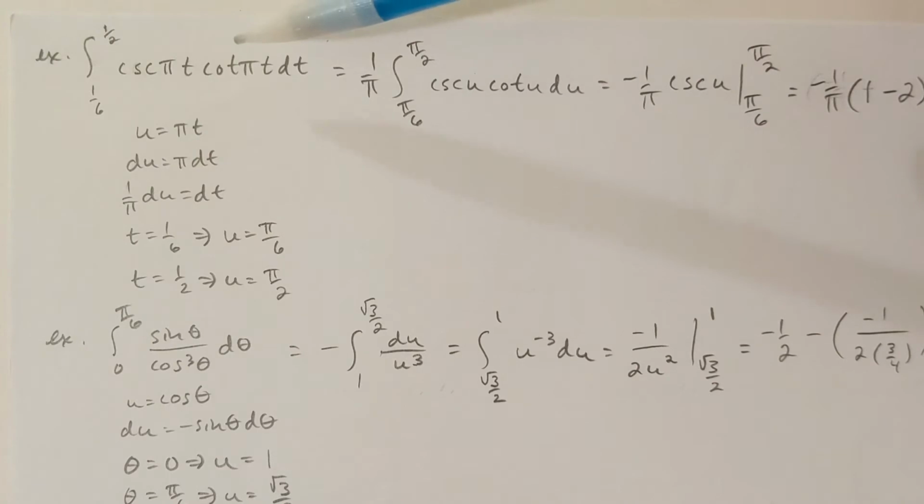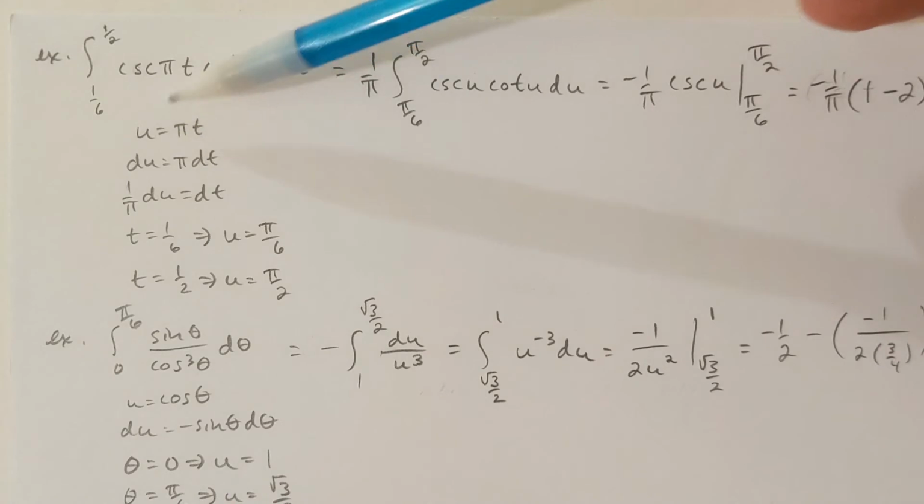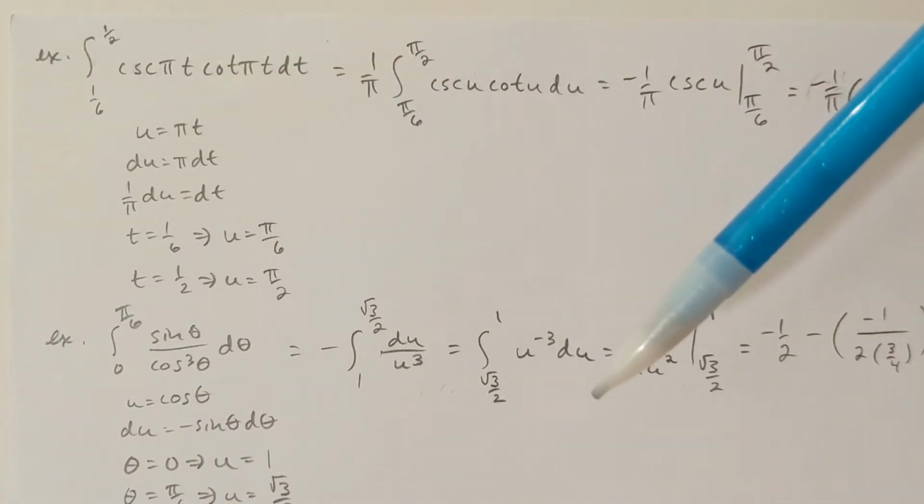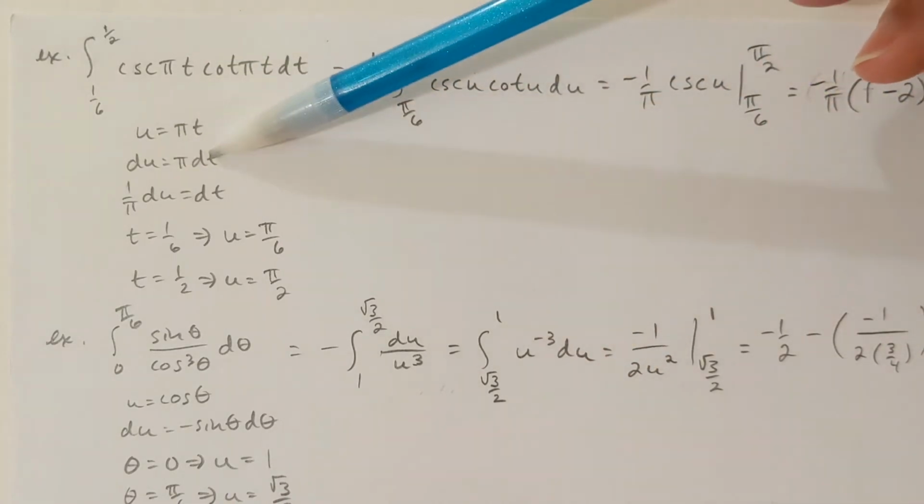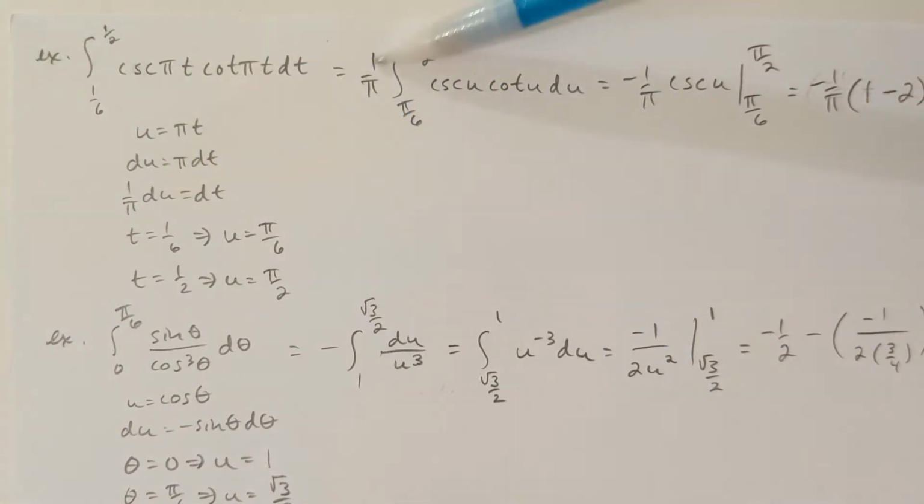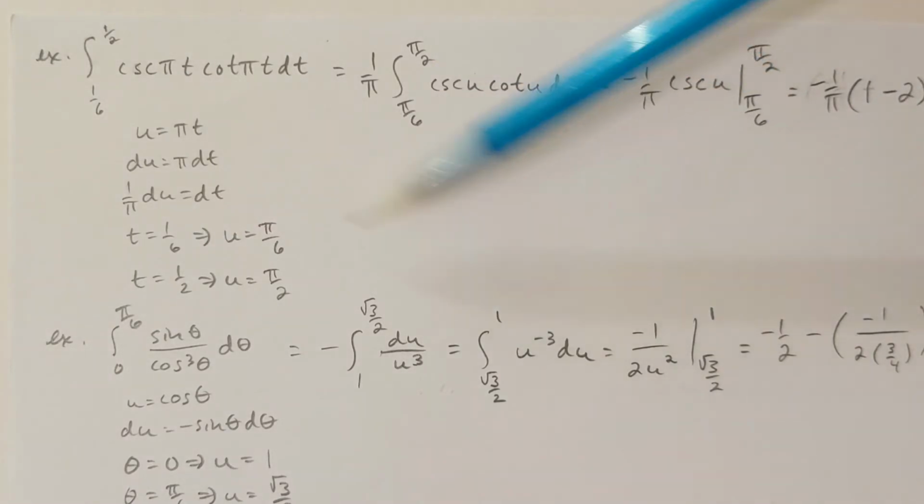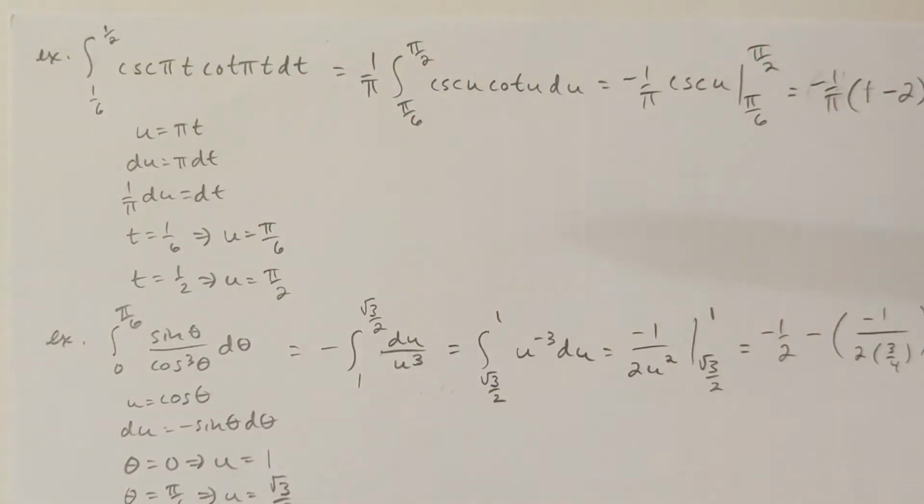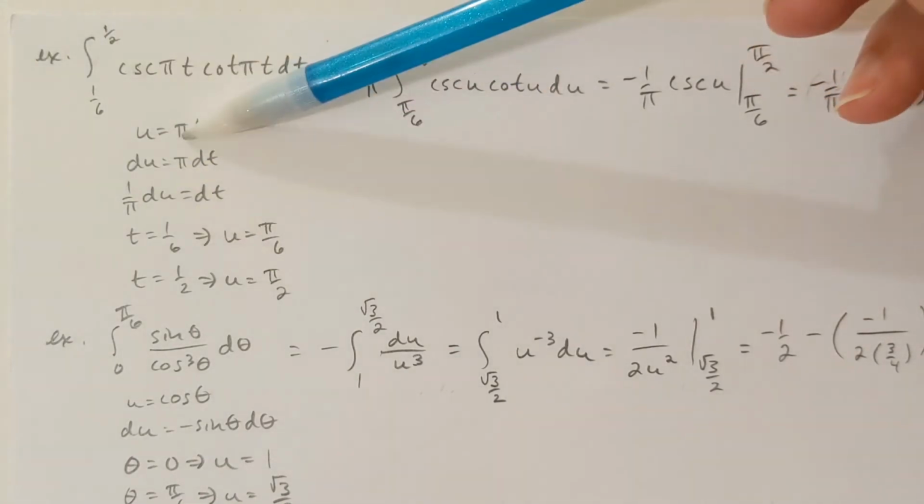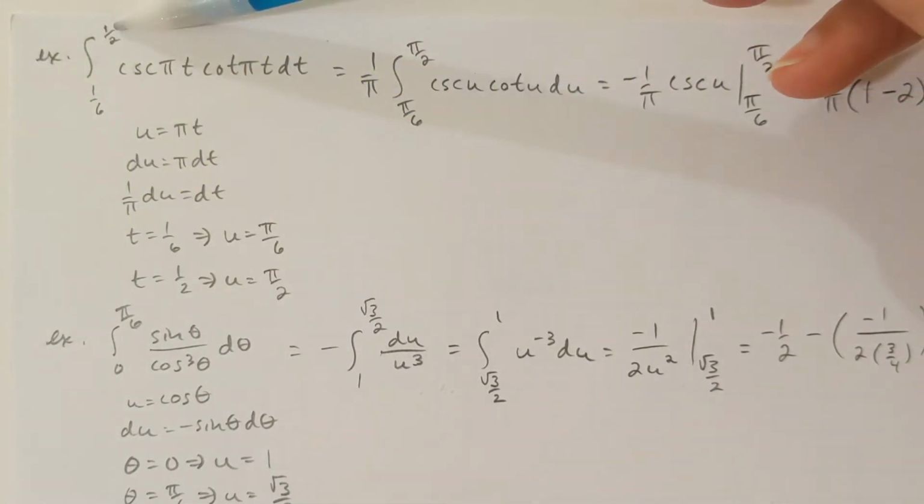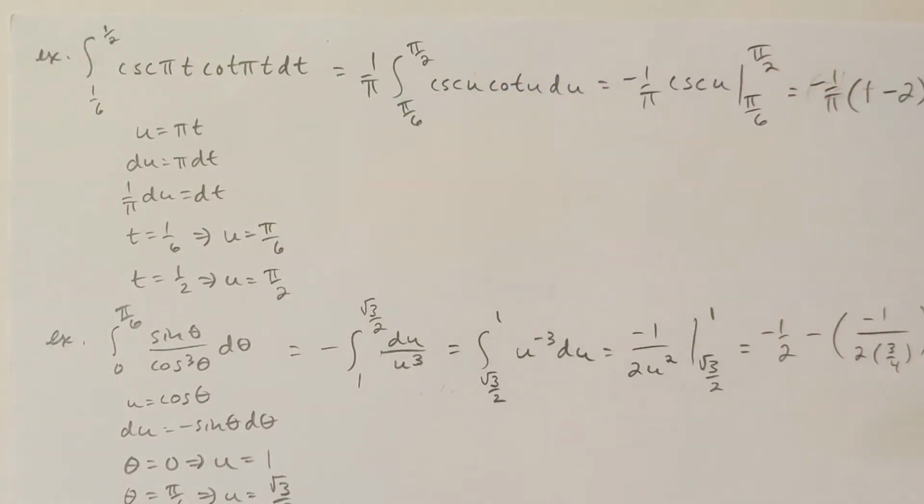Let's begin with a u substitution again. In this one, if I were to let u be pi times t, du would be pi dt, so 1 over pi would come out of my new integral involving u. Change the bounds, because right now they're in terms of t. If t is 1/6, u would be pi over 6, and if t is 1/2, u would be pi over 2.